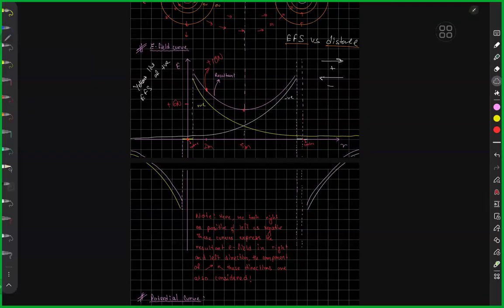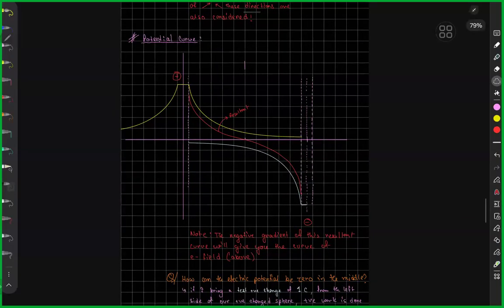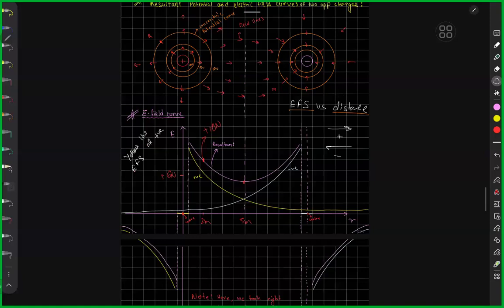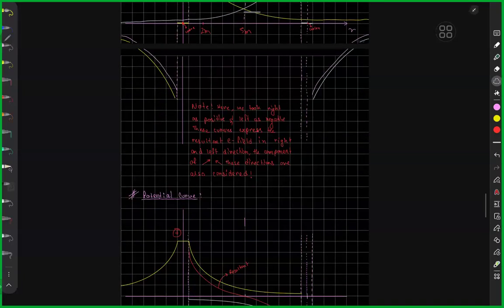So go over this as many times as you wish. No worries. Solve problems. The first thing I will ask you to do is solve problems, and you will see that you have a better understanding of this entire story. Okay. So now I will move on to the potential curve, and it is a similar story to my electric field strength curve, right? How does the potential curve work?